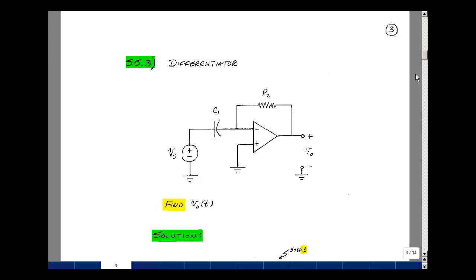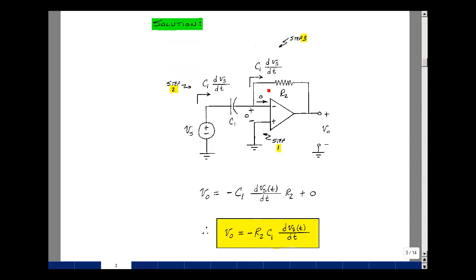This lesson deals with Supplemental Problem 5.3. You can find this problem in the course ebook in the Chapter 5 Supplemental Problems on page 3. Given this op-amp circuit with a capacitor, C1, and a resistor, R2, and a voltage source, V sub S, which is a function of time, can you find the value of V out as a function of time?